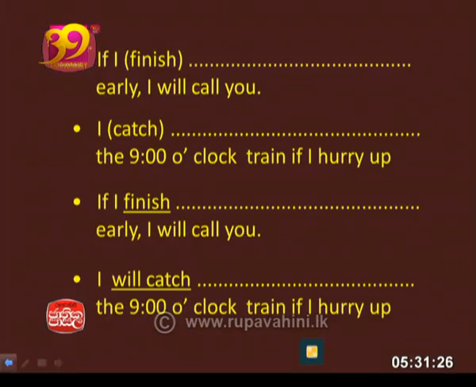Let's go back to the previous one. So if I finish early I will call you, right? Look at the second one. The given verb is catch the 9 o'clock train if I hurry up. Right, so look at this.